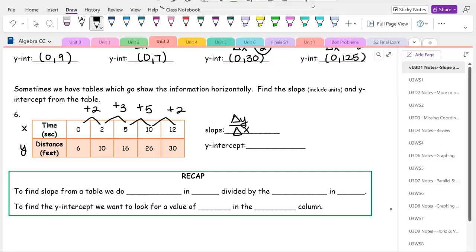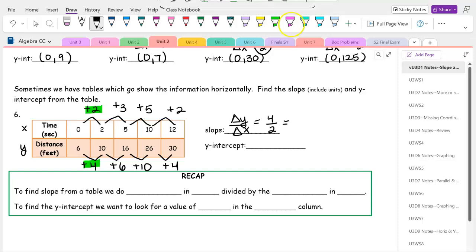All right, let's see if that makes a difference. When we do our y's, 6 to 10, that's up 4. 10 to 16 is up 6. 16 to 26 is up 10. And 26 to 30 is back up 4. Now, you may wonder, well, which one are you supposed to use? Well, like I said before, it doesn't matter. Just do your change in y over your change in x. So 4 divided by 2.